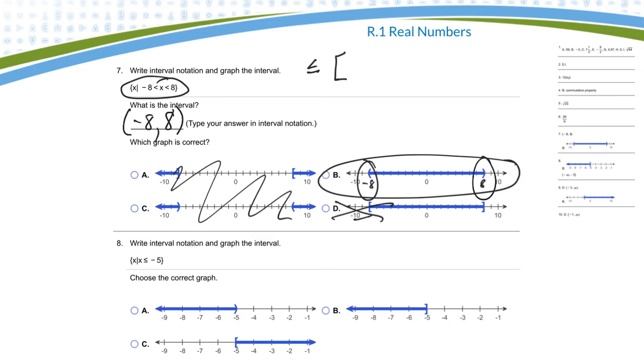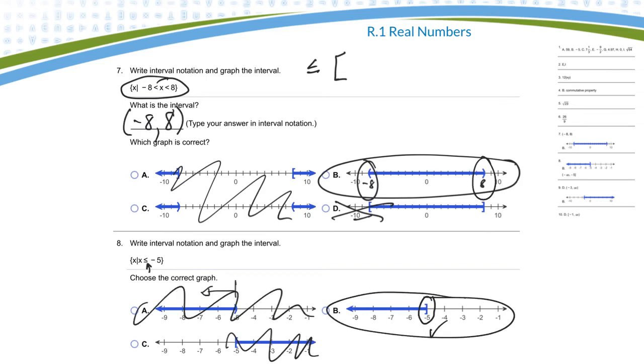Here's another one. So x is less than or equal, oh, there's an equal sign, good. Less than or equal to -5. So here's -5, and I'm going this way. That's good. This one, no, it's going the wrong way. This one's going the right way. Now it's equal to, so it has to have a square bracket to it. That's the one right there. So B is the one, not this one.